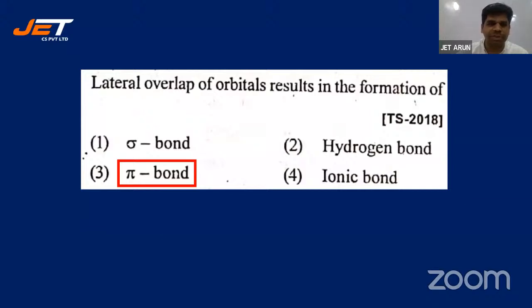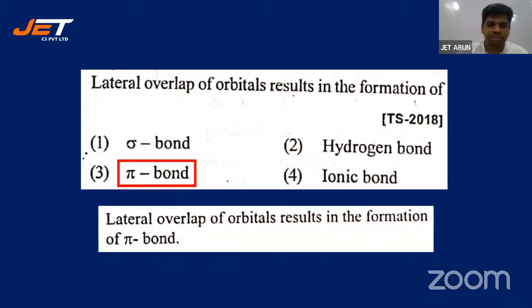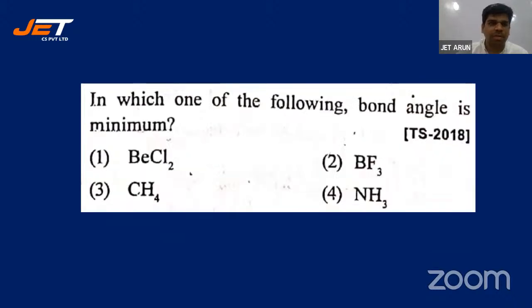I'll go for the next one, students. In which one of the following is the bond angle minimum? Out of these 4 molecules, which molecule has the minimum bond angle? BeCl2, BF3, CH4, NH3. Vaishali says 3. Bond angle is minimum, he says.